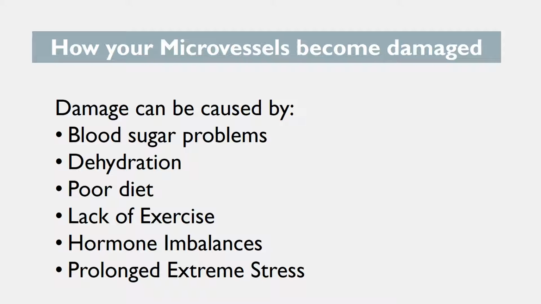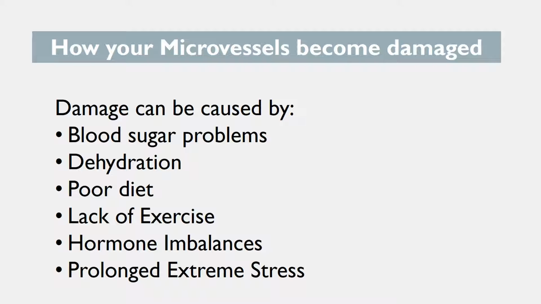Another very common way that microvessels become damaged is when they are subjected to prolonged extreme stress. When you are under an extreme amount of stress for a long period of time, irritating chemicals start to get down to the capillary level and start to cause damage, and this leads to a decrease in the exchange of good nutrients and bad toxins. So we have just highlighted some very common ways that microvessels become damaged, but there are hundreds more that can be added to this list.